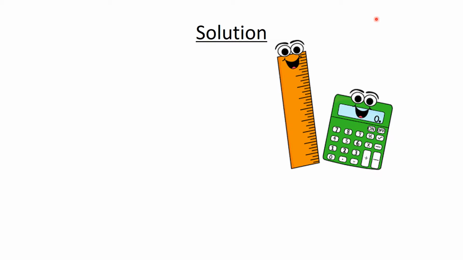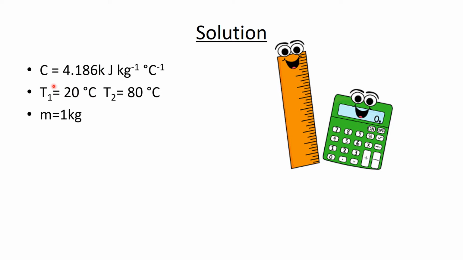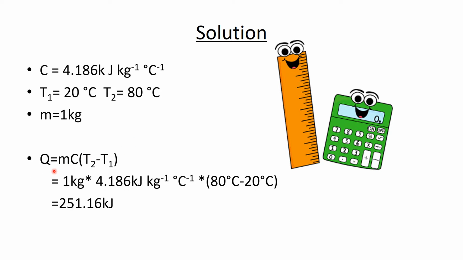In order to solve it, let's organize the information that we know. We know the specific heat capacity of water, we know the initial temperature, which is 20 degrees Celsius, and we know the final temperature that we want to reach, which is 80 degrees Celsius, and the mass is 1 kilogram. And now all we need is to put this information in the formula, which means Q equals mcΔT, and when we put the numbers in the formula, we get 251 kilojoule.